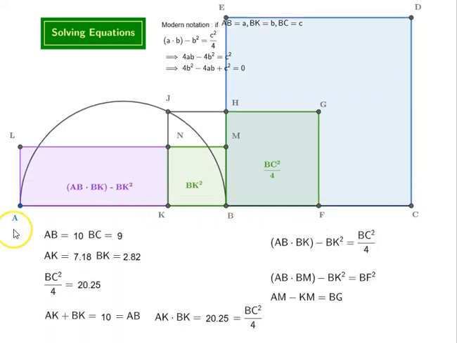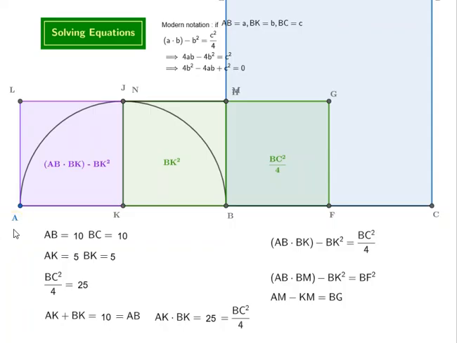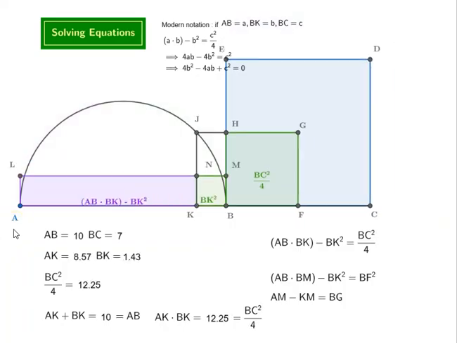The thing is, if you draw it carefully, then you can change the length of AB and BC. So I'm increasing BC now. So for example, if AB equal to 10 and BC equal to 7, then you get into decimals. AK will be 8.57, BK will be equal to 1.43. BC square by 4 will be 12.25. The solutions will be correct.